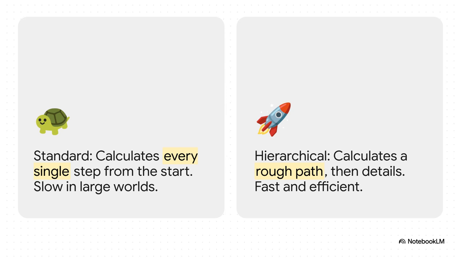And this is where you really see why this method is such a game changer. Standard pathfinding tries to figure out every single tiny step from the very beginning. That's incredibly slow and eats up your computer's resources. But hierarchical pathfinding, it's way smarter. It gets the rough plan down first, then fills in the details. That makes it so much faster and more efficient. It is the perfect solution for today's massive game worlds.